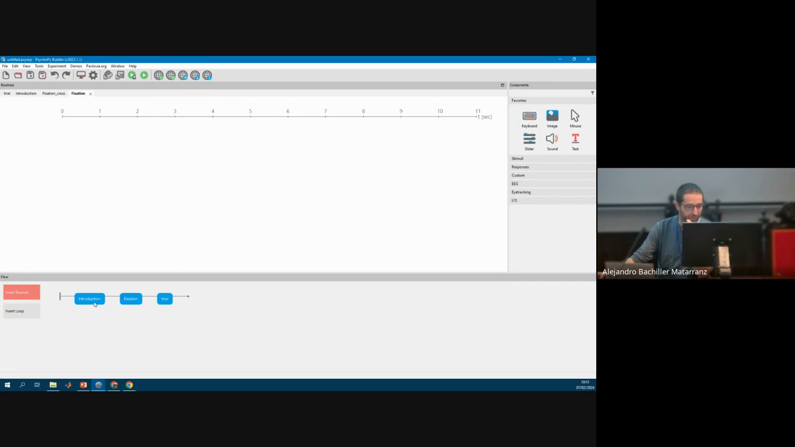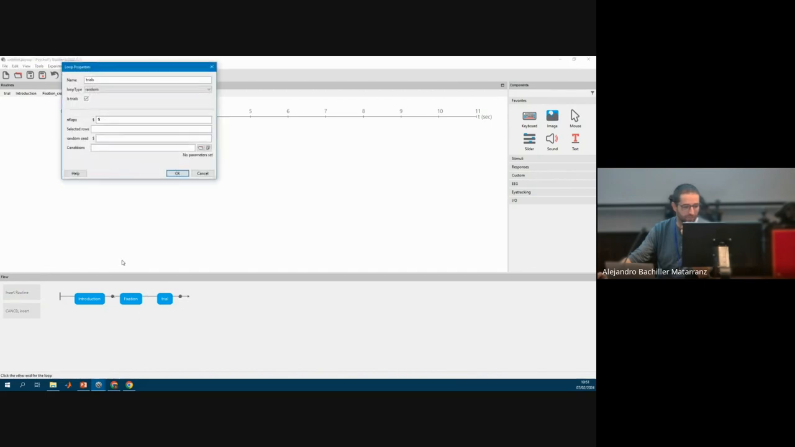So we have an introduction, then the fixation, and then the trial, which is the image of the movement that we would like them to perform. What do we need? We would like to repeat this behavior, the fixation and the trial, 42 times. So we introduce a loop, from here to here. And this loop, I can call it loop trials.